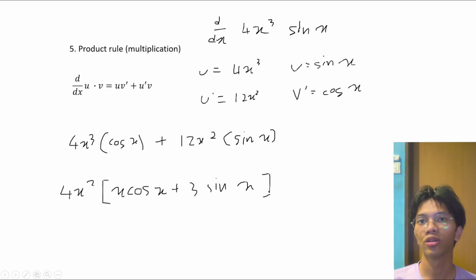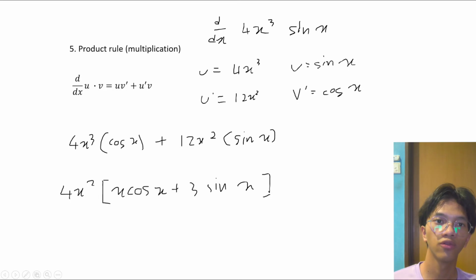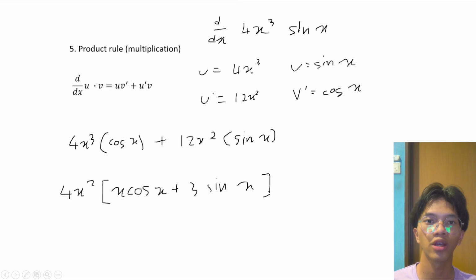It's basically a multiplication. So we have two variables here, but it counts as one term because it is a times between them. So we substitute using u and v. So u equals 4x³, and u prime after we differentiate it is 12x². As you can see in the front, the final answer will be 4x² times (x cos x plus 3 sin x).